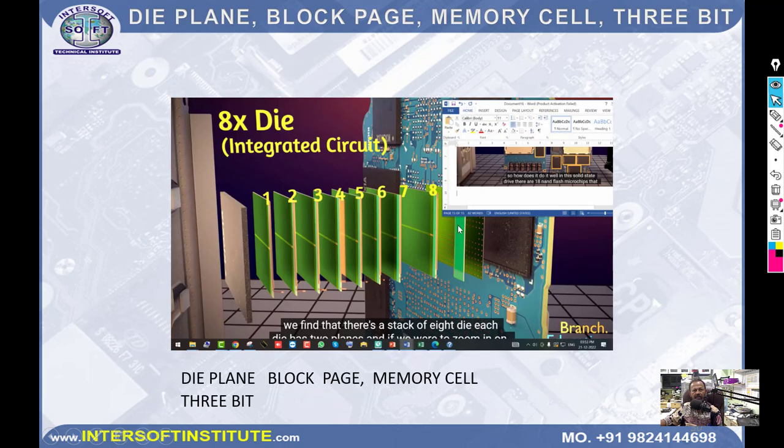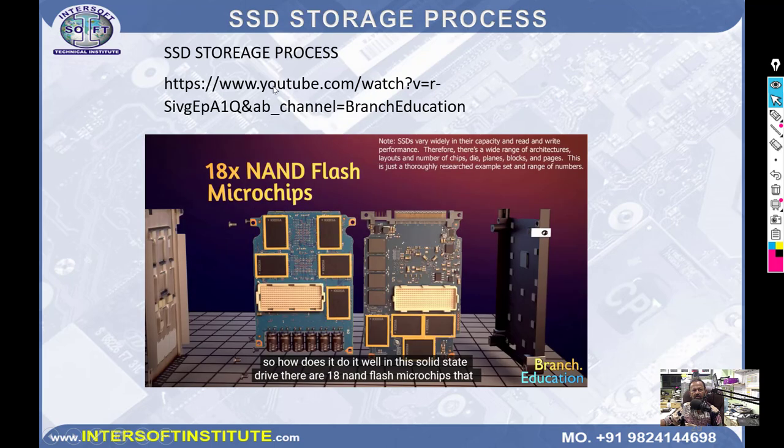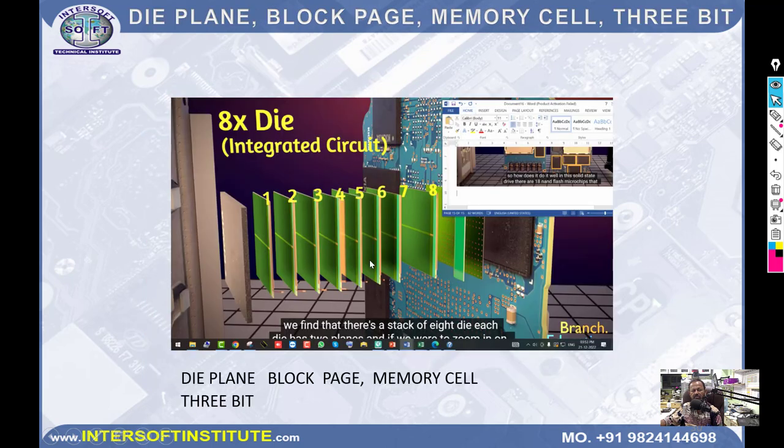It explains how the NAND stores the data, what the row is, what the block is, what a page is, what a memory cell is, 3-bit. If you understand this video, you have to watch it. In that they have explained this. This is a Branch Education video. You can watch this video. Here he is explaining all the details about how the data is stored in the NAND.